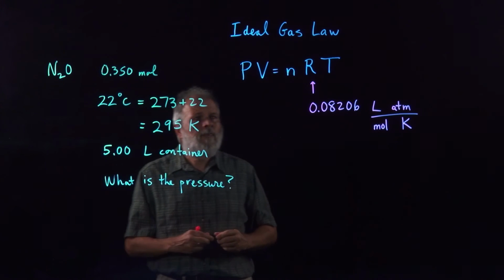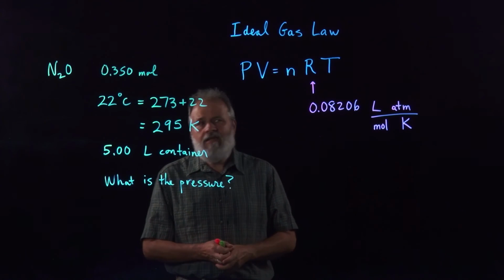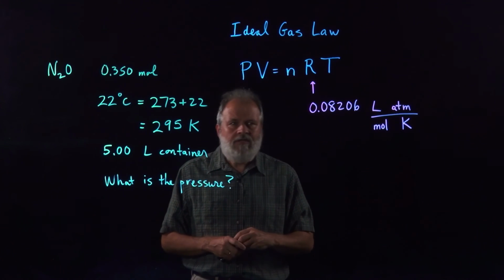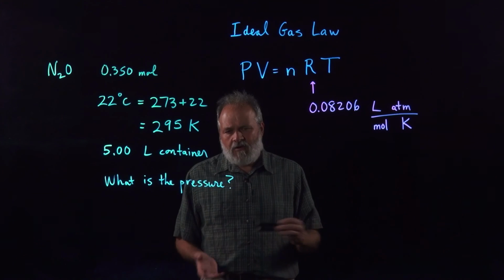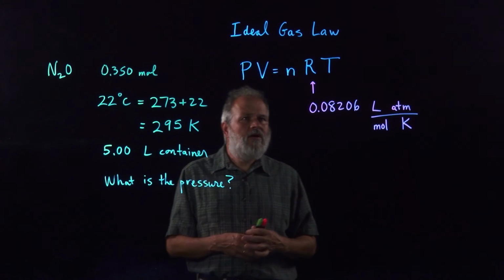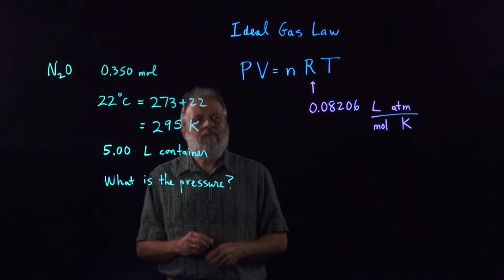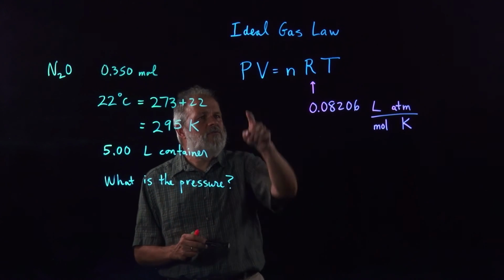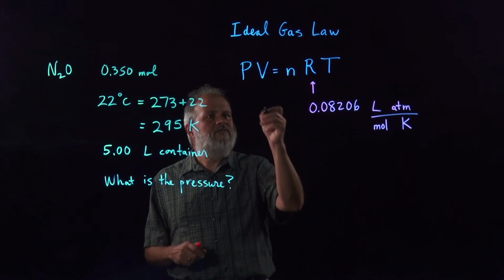Okay, so now you can either put all the numbers into the equation and then solve for the unknown variable, or you can solve for the unknown variable first and then substitute. So what I'm going to do is do the algebra first for the equation. I'm going to solve this equation for pressure. Basically divide both sides by volume.